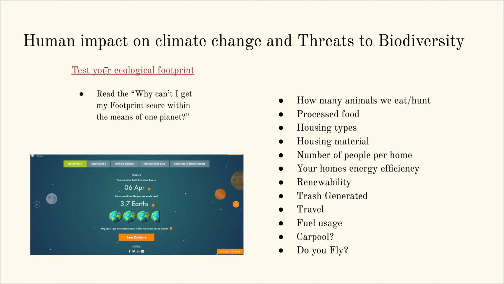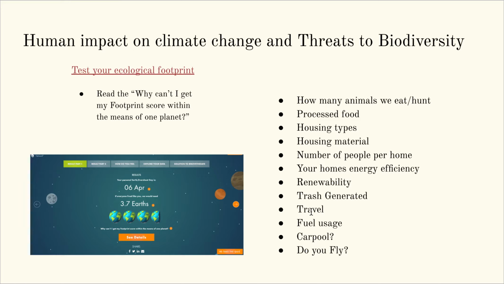So, this is a link to a fun website. It tests your ecological footprint. What it does is it asks you a series of questions similar to the ones listed on the right here, and it gives you a result. Mine is screenshotted here on the bottom left.